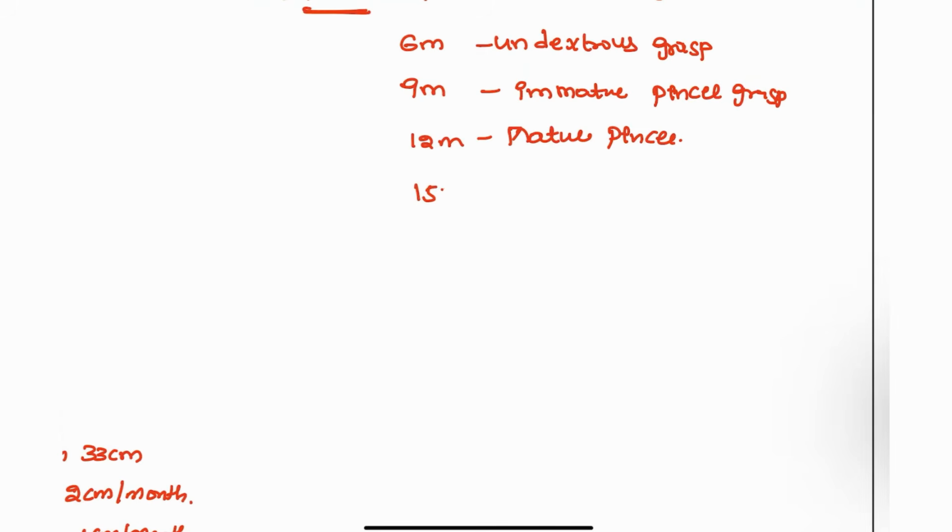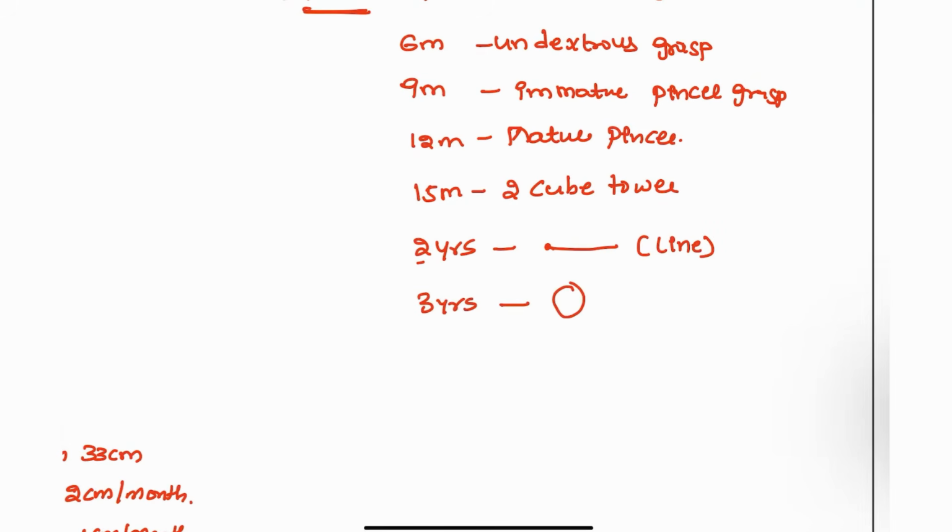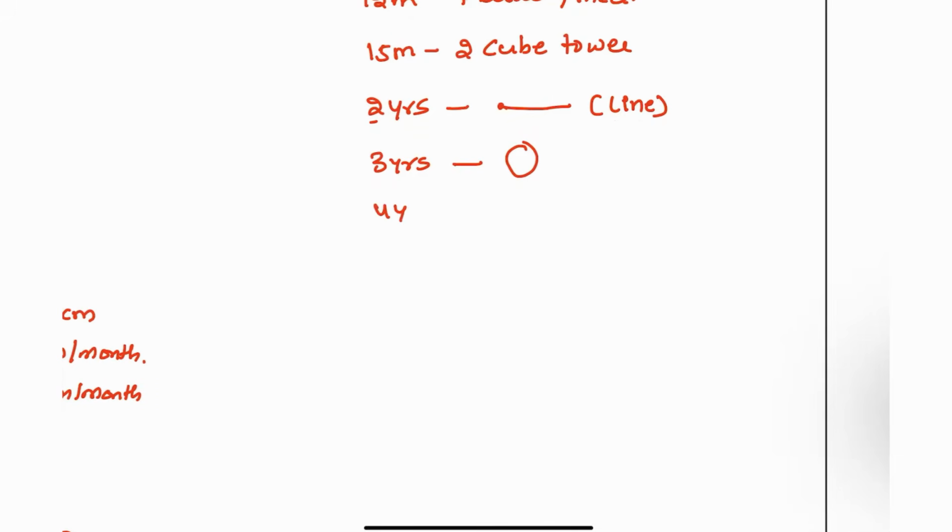Next 15 months baby can make the 2 cube tower. Okay, next 2 years, 2 years to 2 ends. So able to draw the line. Okay, that is the first thing. Next 3 years, circle, the baby can make the circle, and 4 years is going to be the cross. Okay, 4 ends. So that is cross. Next 5 years, triangle.